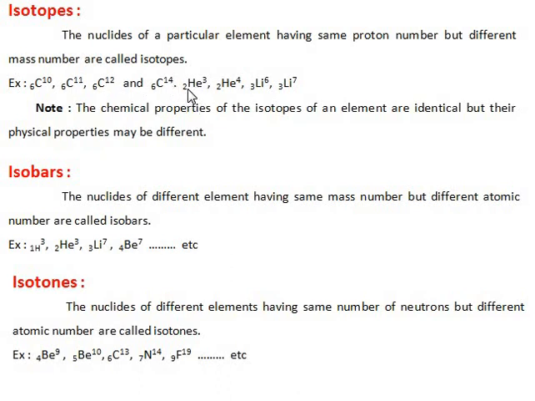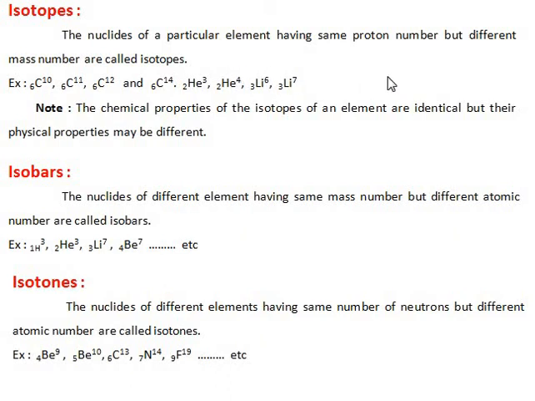Similarly, here 2He3 and 2He4, in which the 2, 2 is the same but the mass number is 3 and 4. Then 3 lithium, whose mass number is 6 and 7. So these are known as isotopes.